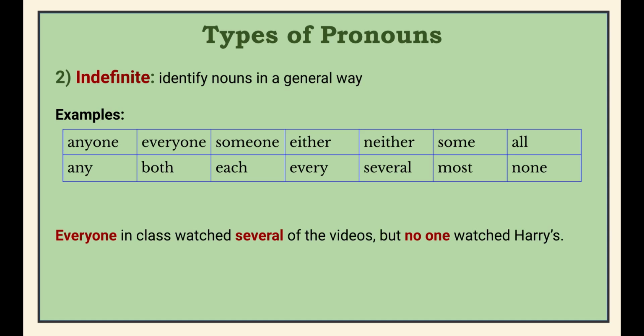Looking at our example sentence, the pronouns everyone and several identify a group or a number in a general rather than a specific way, and no one does not point to a specific person. Everyone in the class watched several of the videos, but no one watched Harry's.